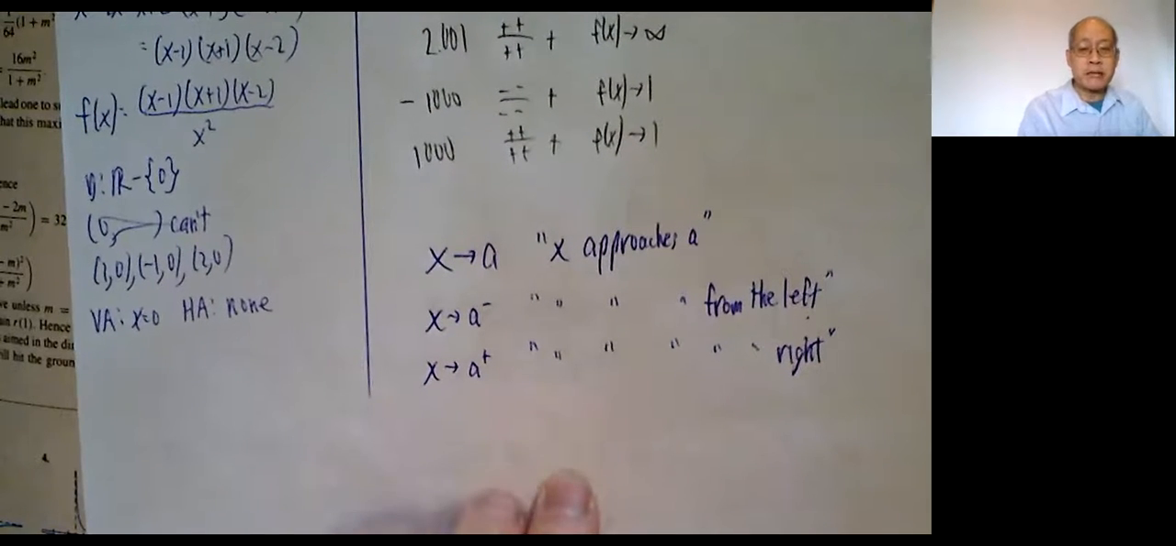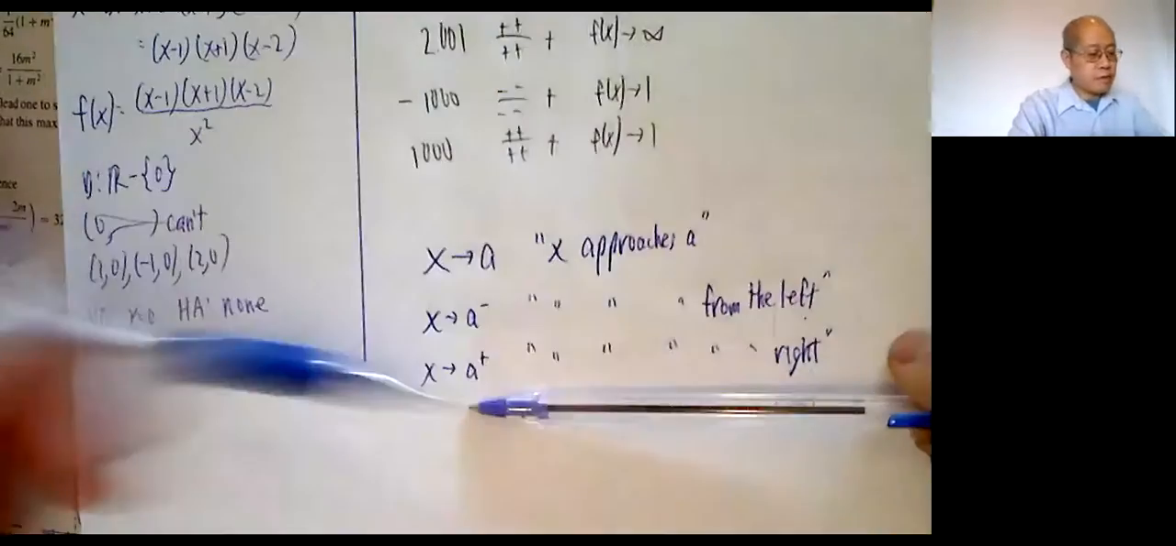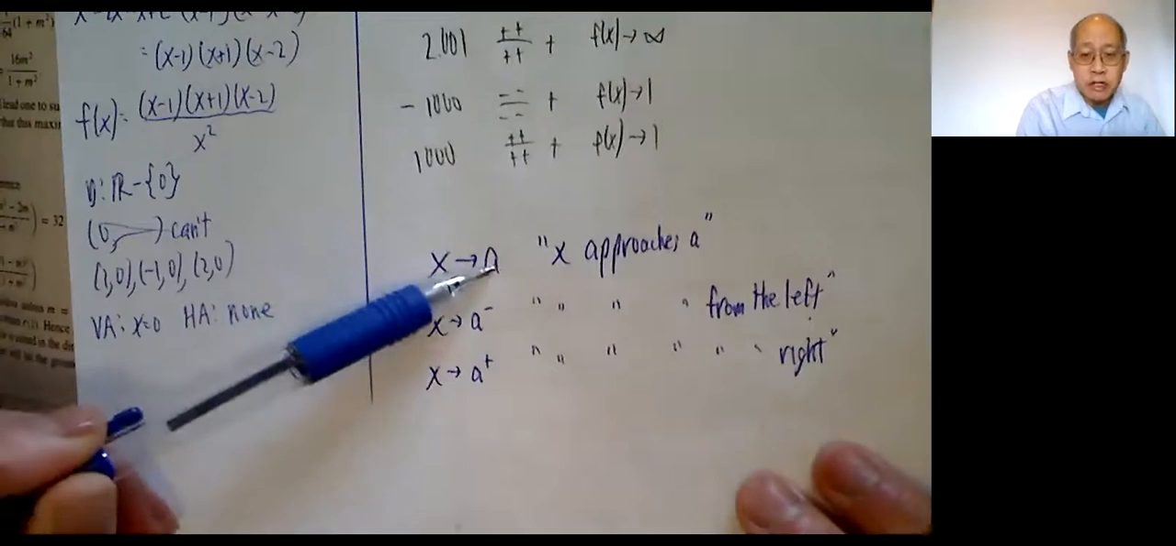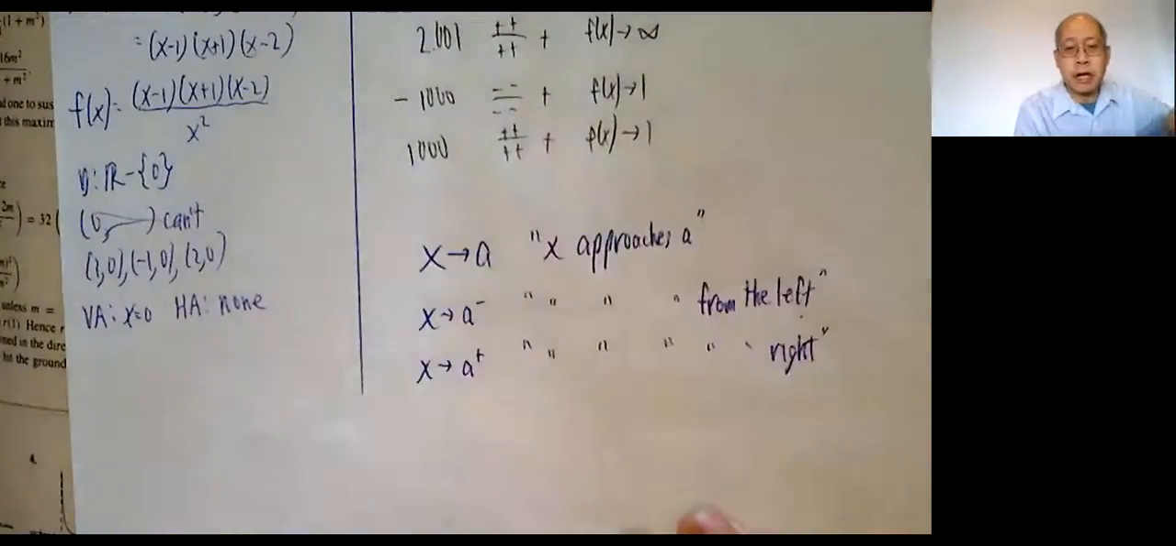So it doesn't necessarily mean a positive number. It means you're coming this way. Okay, so you're approaching from the left. You're approaching from the right. If they don't give you a symbol like this, it means both ways, both directions. That's a concept you'll learn a lot more in calculus.